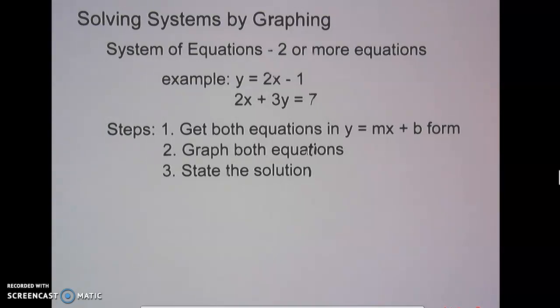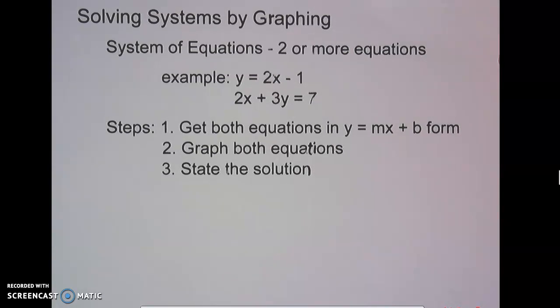As long as it's two or more equations with two or more variables, then you've got a system of equations. The general steps we're going to use to solve these are to get both equations into slope-intercept form, so y equals mx plus b. We're going to graph both equations, and then we're going to state the solution. We're going to see what that looks like and what that means as we go through a couple of examples.